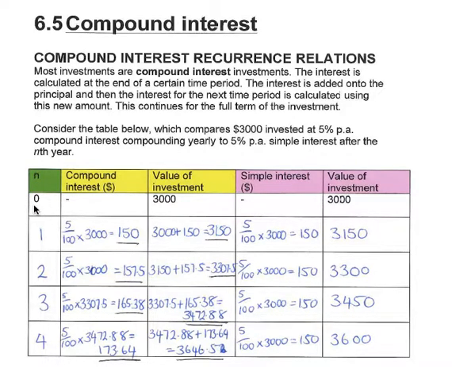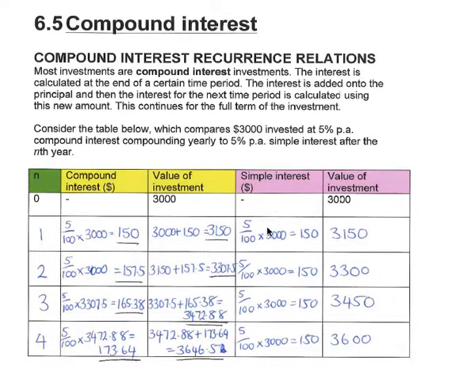At the end of year zero, which would be time zero, there hasn't been any years completed, you may have an investment of $3,000. So the question up here compares $3,000 invested at 5% per annum compound interest, compounding yearly, to 5% simple interest after the nth year. When we're looking at compound interest, it's actually building upon.